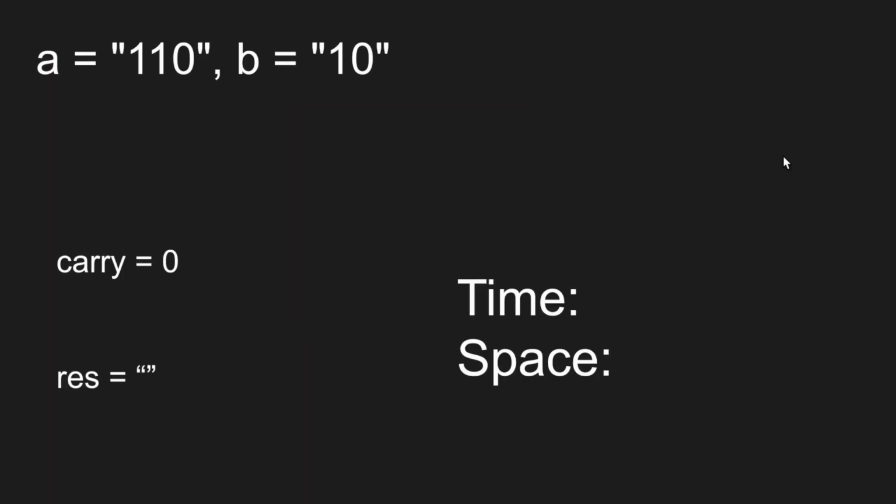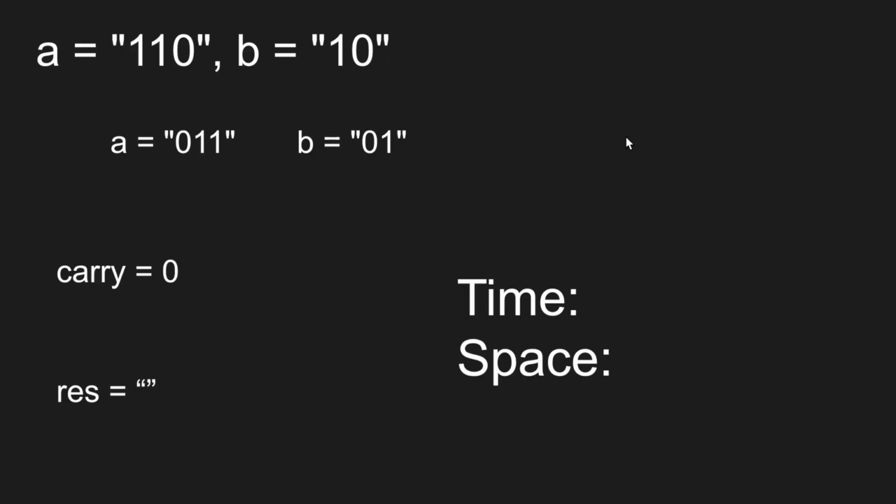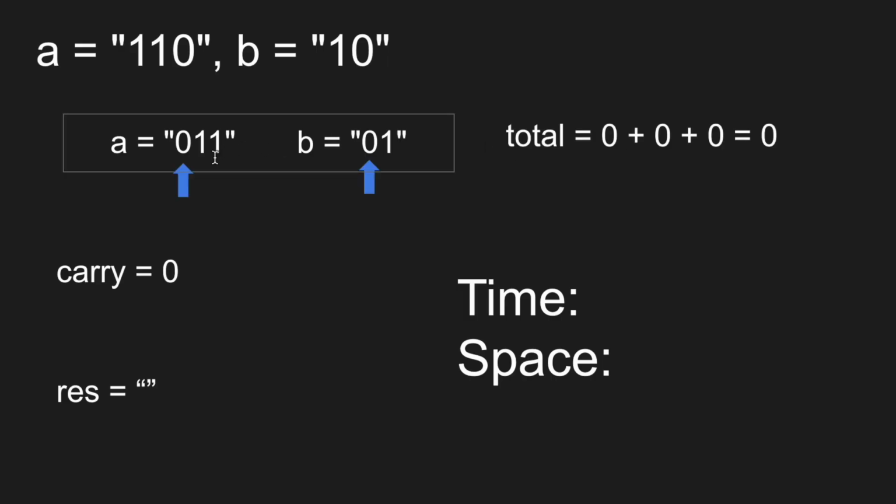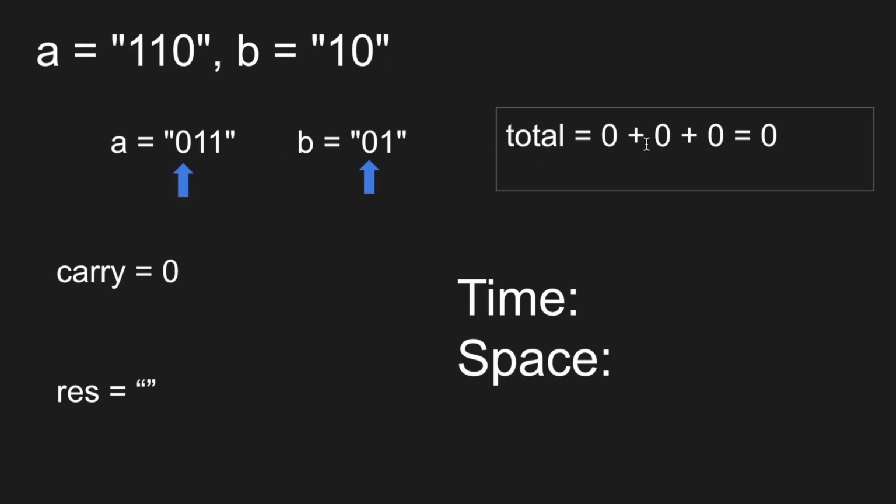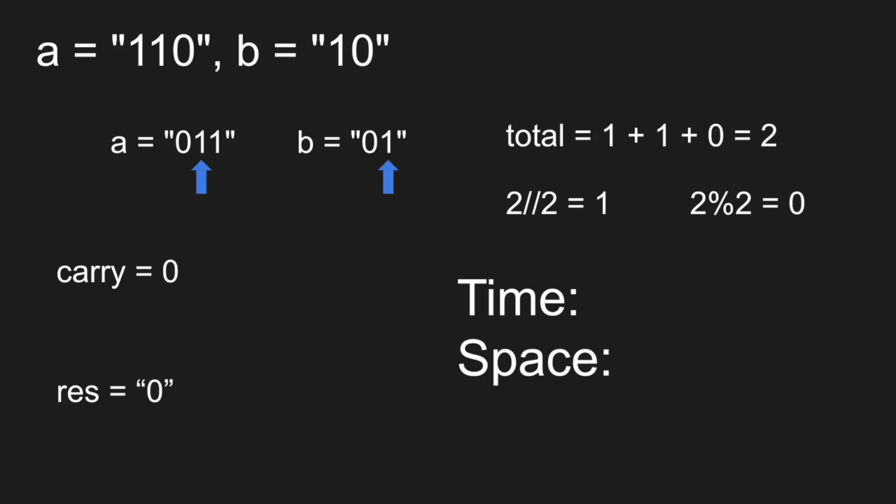So let's go over this example real quick. First we will reverse the strings, and now we will add the digits. So 0 plus a carry of 0 is 0. So we will add 0 to result, and the carry is still 0. Now we come to the next one. 1 plus 1 plus a carry of 0 is 2. Now to figure out the carryover, we will do floor division. So we will carry over 1, and we will add 0 to result because 2 mod 2 is 0.